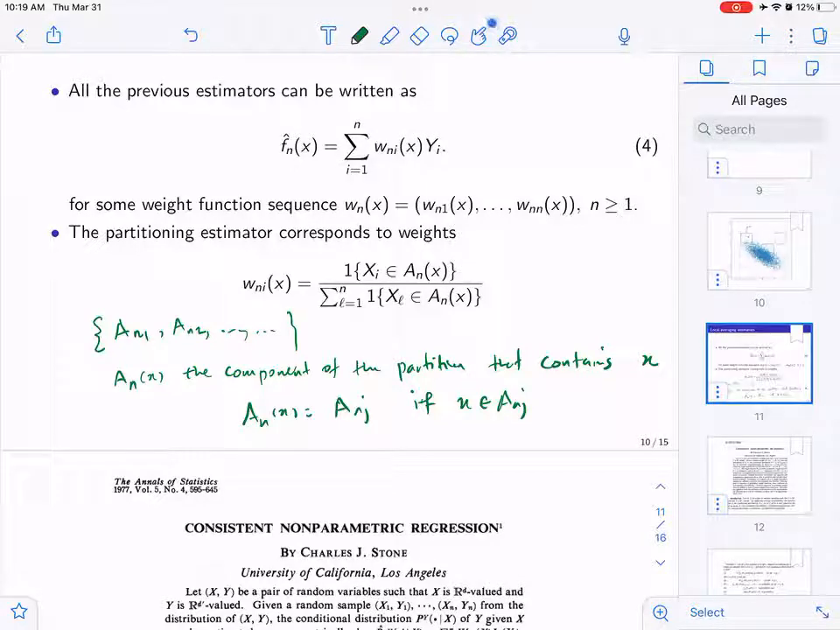If you imagine, every point that's in the same partition cell as x gets a weight of 1, and then I divide by the total number. So you basically turn it into the average. And then you can easily write this for the kernel estimate. And for decision trees, or regression trees, it's also like this.